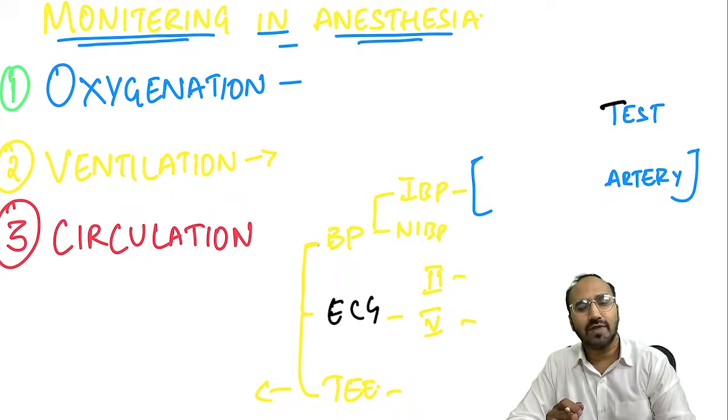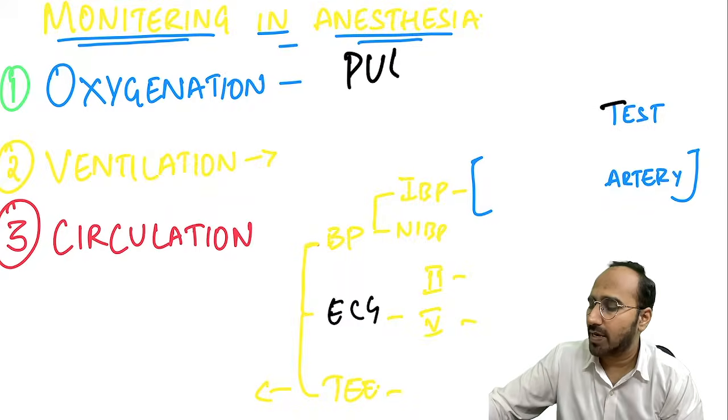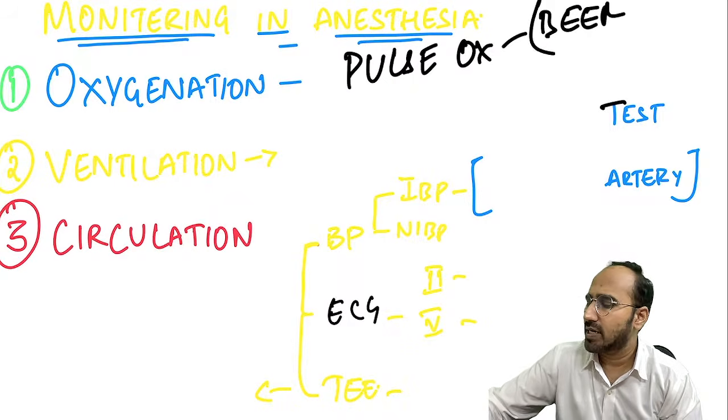How will you monitor the patient's vitals? For monitoring the vitals, you have to monitor the oxygenation. Oxygenation is monitored by pulse oximetry, which usually works on what law? Beer-Lambert's law.